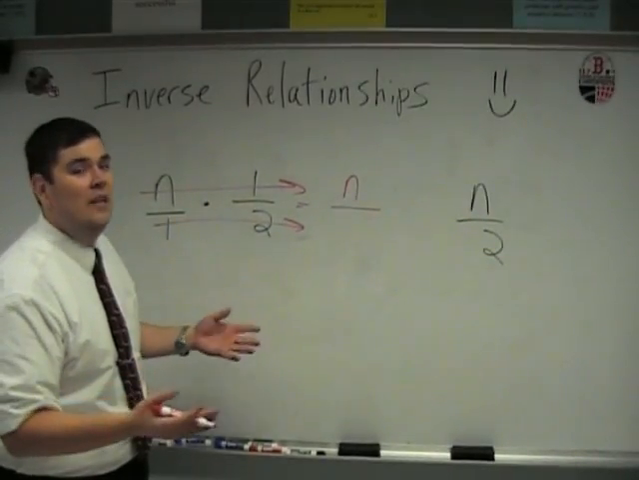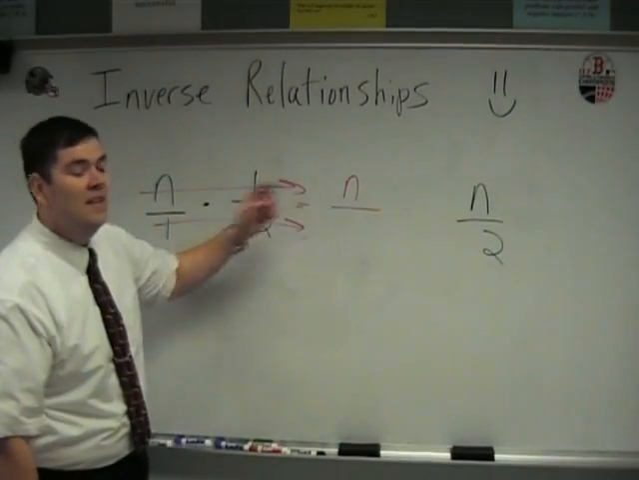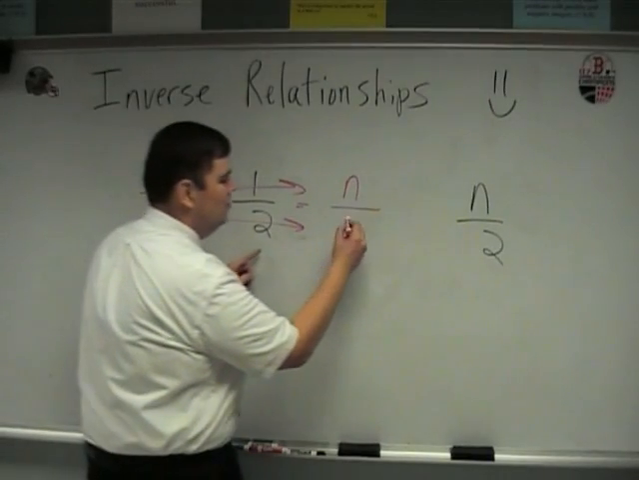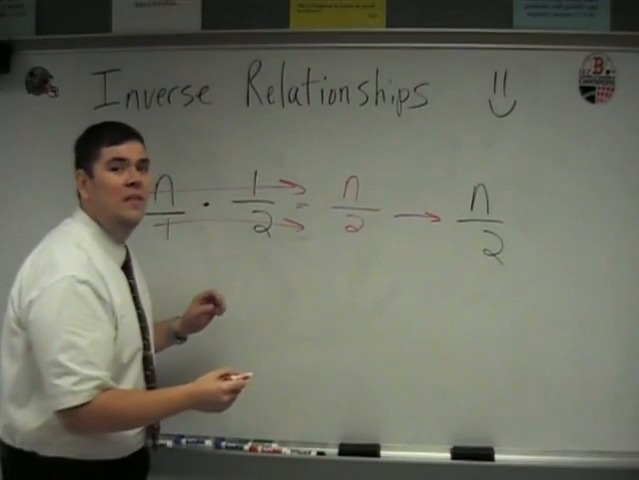3 times 1 is 3. 4 times 1 is 4. 8 times 1 is 8. So here we just get the number itself, whatever it is. Here we go, 1 times 2 is 2. And now I have exactly the same looking thing.